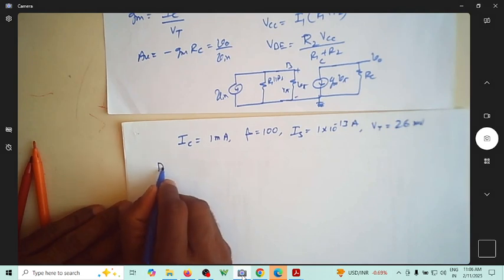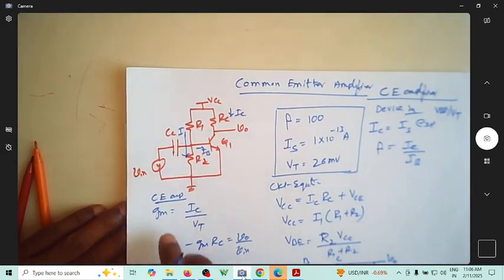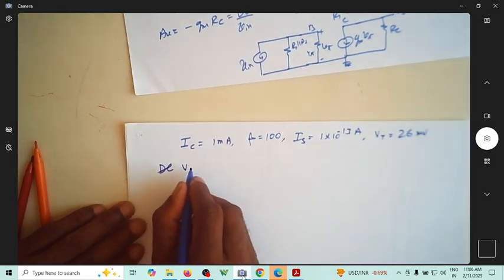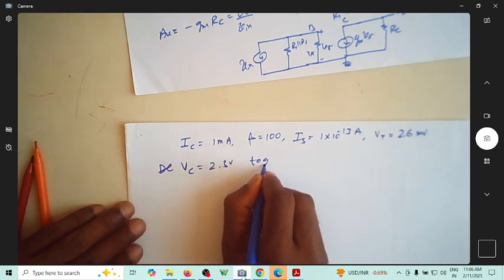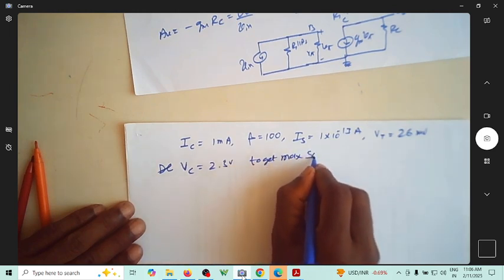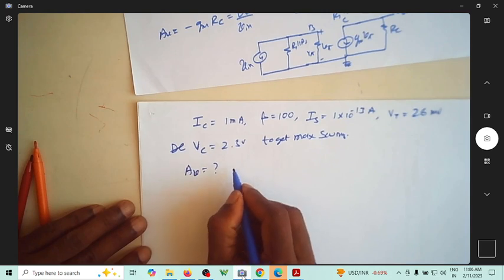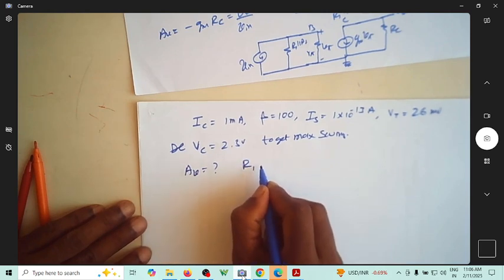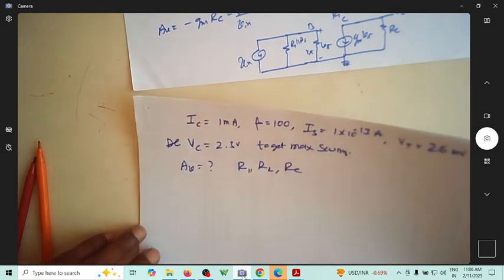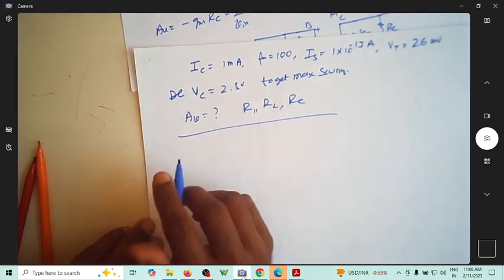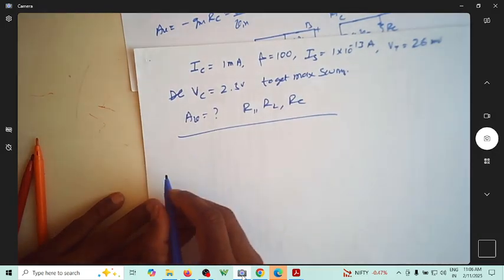Let us have the DC voltage such that the output voltage swings around 2.5. Let us have VC as 2.5 volt to get maximum swing, and let us find the gain, and of course find the values of R1, R2 and RC along with all these things. Okay, let us start the design. We are asked to find R1, R2, RC so that all these things are met.